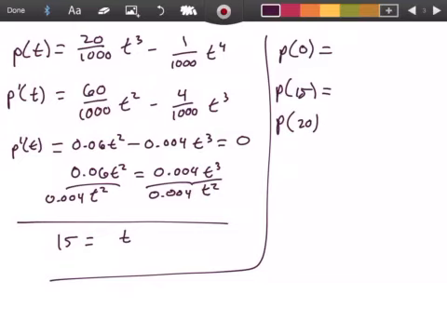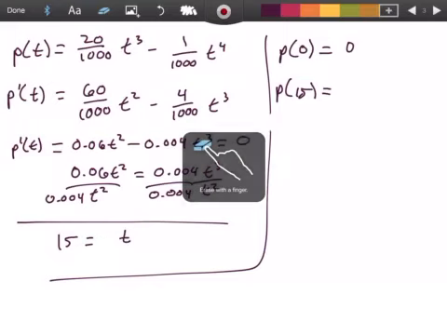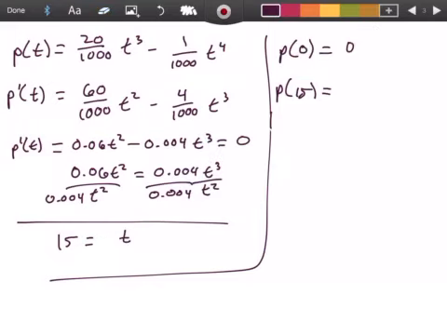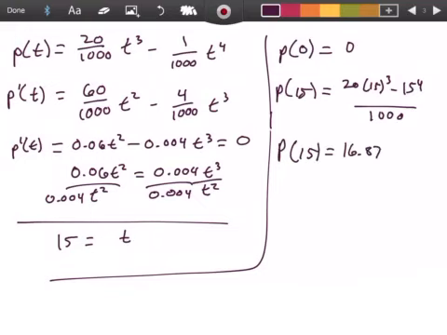P of 0 is easy, 0. P of 15, I should actually give myself a little bit more space here. P of 15 is 20 times 15 cubed minus 15 to the fourth over 1,000. So 20 times 15 cubed minus 15 to the fourth. Divide that by 1,000, and I get that the percentage of the population that is infected in 15 days is 16.875%.